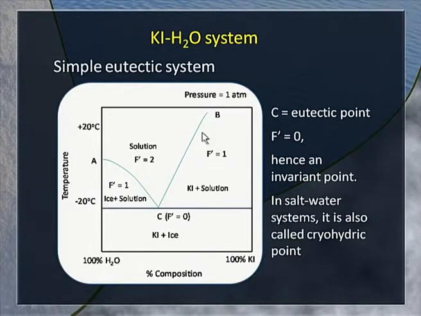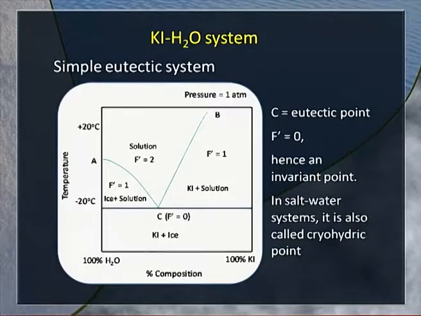of potassium iodide. The two curves intersect at point C, and experience tells us that when you have the two curves intersecting, there will be three phases: ice, salt and the solution. The system becomes invariant, that is F prime becomes equal to 0. The point C is also called the cryohydric point because we are talking about the salt that is present in equilibrium with ice.